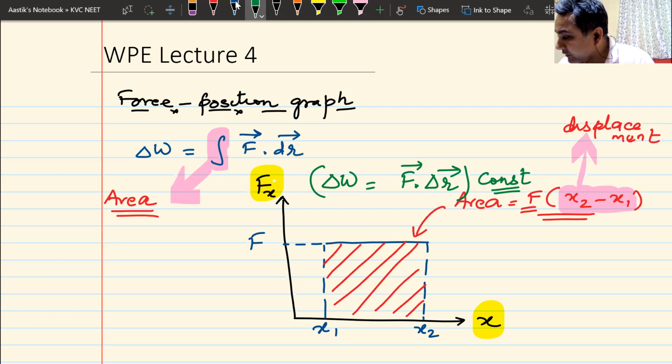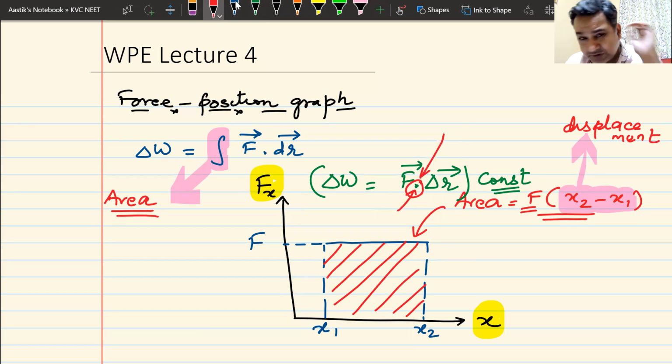But there is a very important thing that you must see here, this simple dot. I hope you can see this dot. Now this dot, or the dot product, gets cos theta into the picture. And when cos theta comes into the picture, that makes your work done positive or negative.